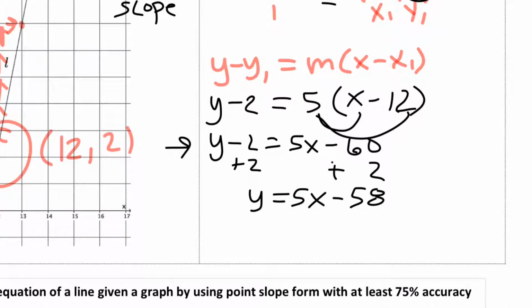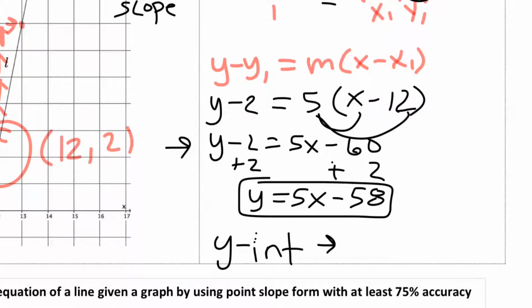And for our very final thing, I just want to say what the y-intercept was because we didn't know before. The y-intercept, now that I can see it on the equation, is 0, negative 58.